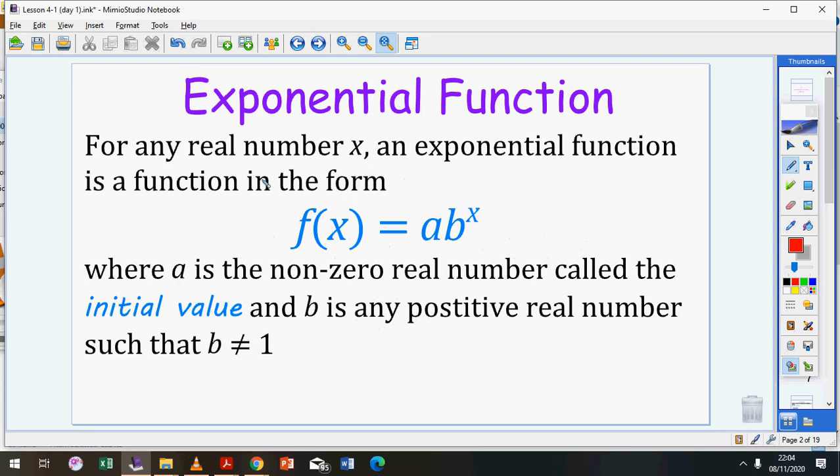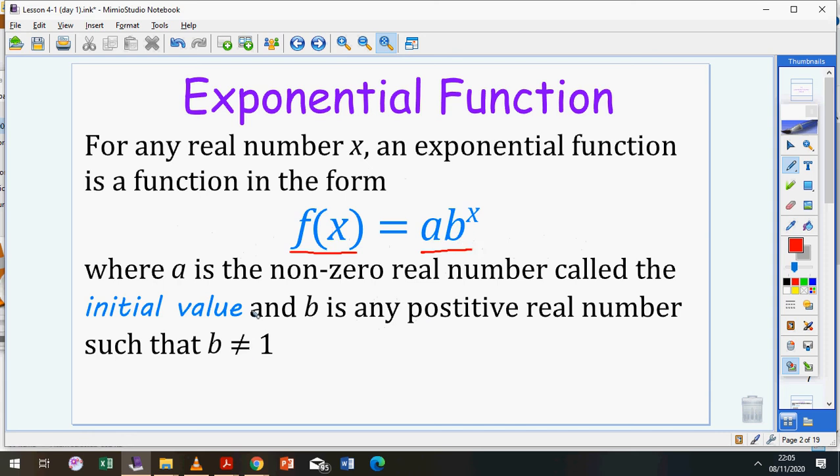excel at this unit. So for any real number x, an exponential function is in the form f of x is equal to a times b to the power x. A is not 0, because if a is 0, then your function is just f of x equals 0. B is any positive real number. If b is not a positive number, then your function is not exponential. So it has to be a positive number, and it cannot be 1.